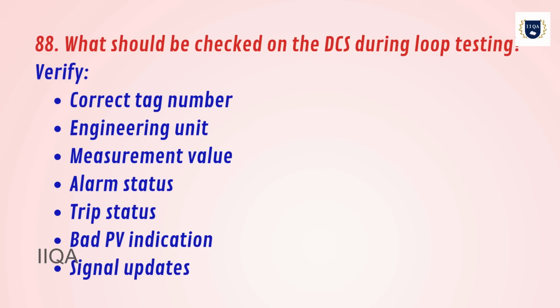88. What should be checked on the DCS during loop testing? Verify correct tag number, engineering unit, measurement value, alarm status, trip status, bad PV indication, signal updates.